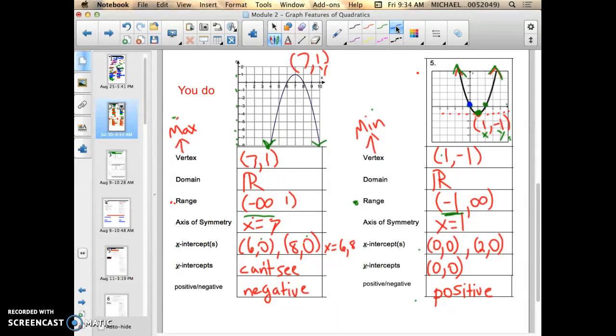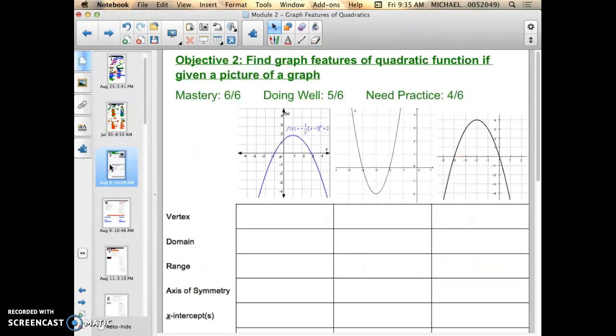So please check your work with mine. If there's any discrepancies or anything that you see different on your work compared to mine, please check with a neighbor. And if they can't tell your mistake, then please raise your hand and I will come check your work. And now you are free to move on. If you do understand these two, you're free to move on to the practice problems. And your goal is mastery, 6 out of 6, by telling me 8 different things. Remember, max or min with these problems as well.